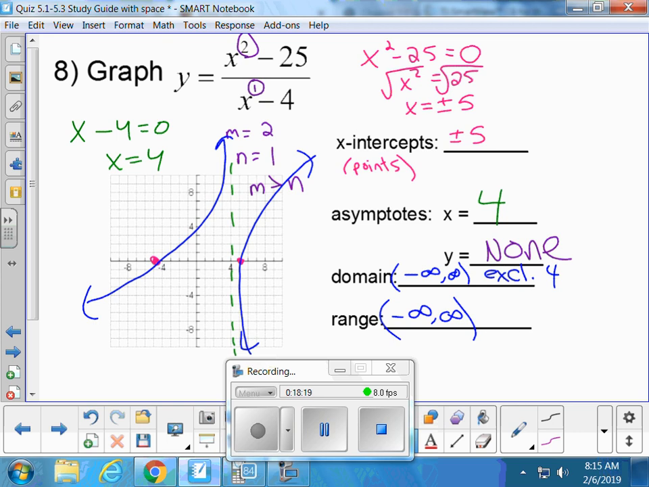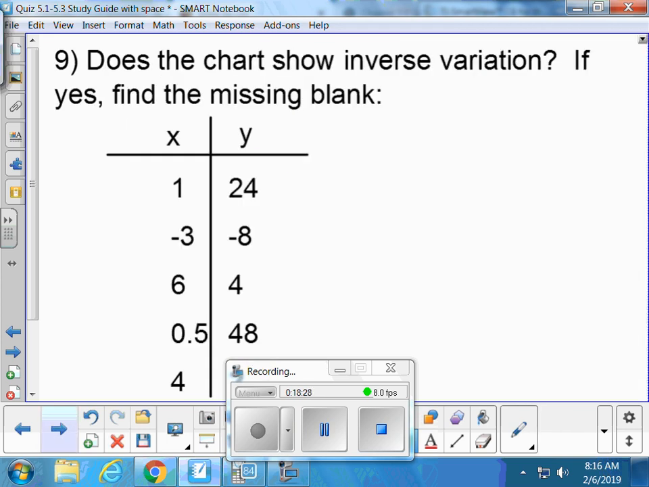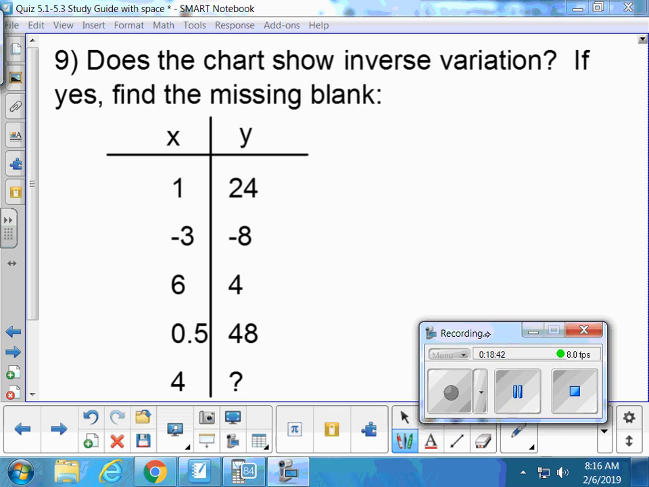So, all right, I did add on that one question because there's a Polaris question like this, and my study guide didn't have a question like this. Does this chart show inverse variation? If yes, find the missing blank. We did this in the lesson, but I didn't know if you remembered it. Is this the one we have to type into the graph with your calculator? No, easier than that.